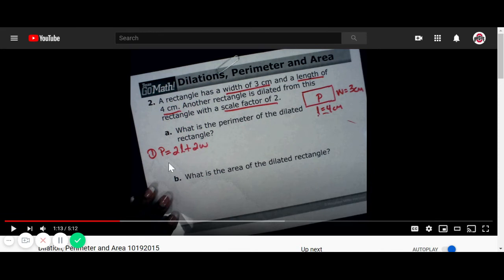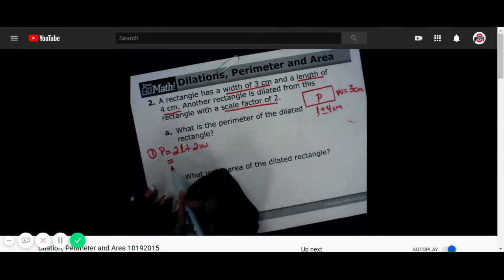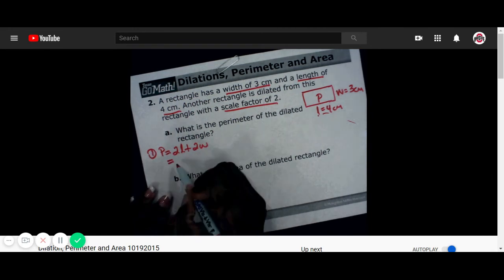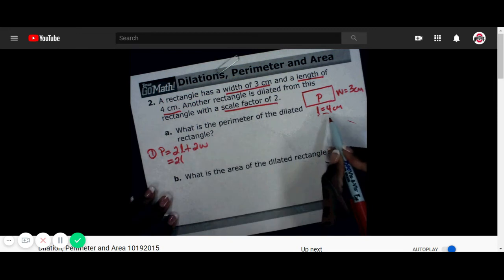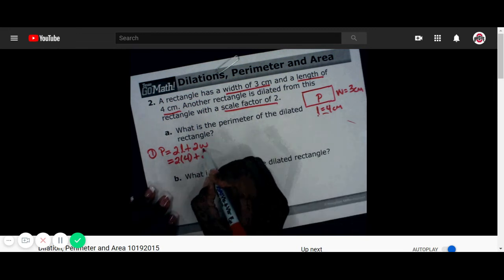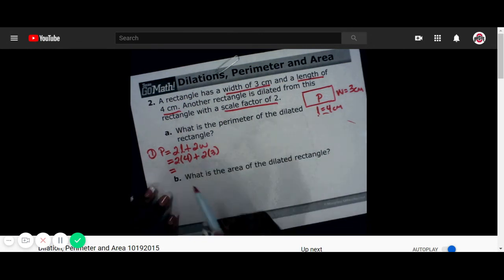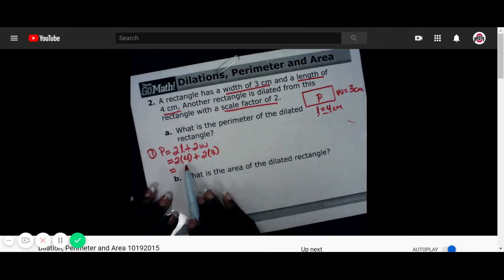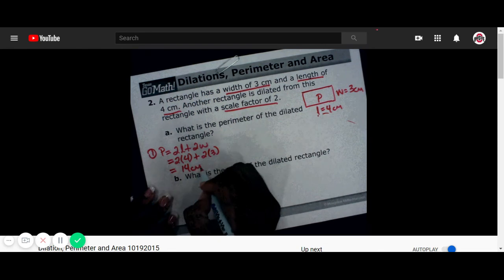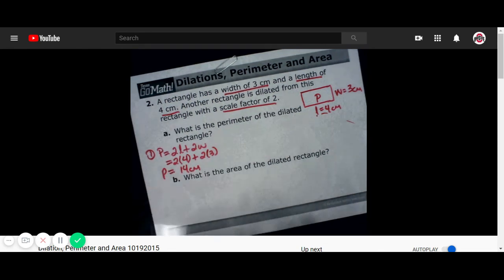If you don't want to use this formula, just use what you know of adding up all the sides of the figure to find the perimeter. So we're going to substitute in the values of L and W, the length and width. So we have 2 times L, which is 4 centimeters, so 2 times 4, plus 2 times W, and our W is 3, so 2 times 3. If we simplify that, 2 times 4 is 8, plus 2 times 3, excuse me, that's 6. So 8 plus 6 is 14. So we have 14 centimeters as the perimeter of our pre-image.